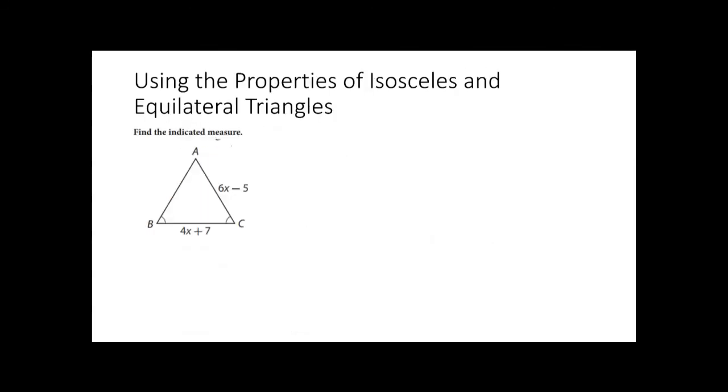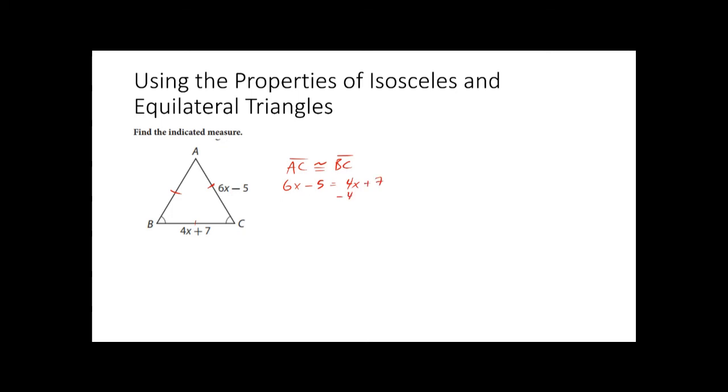All right, so finally, to the meaty part. This is the part with the homework aspect of things. We're using this idea of the properties of isosceles and equilateral triangles to find the indicated measures. We are told that this triangle is equilateral, so all its sides have to be congruent. Side AC needs to be congruent to BC. AC is written as 6x minus 5, which should be equal to BC, which is represented as 4x plus 7.